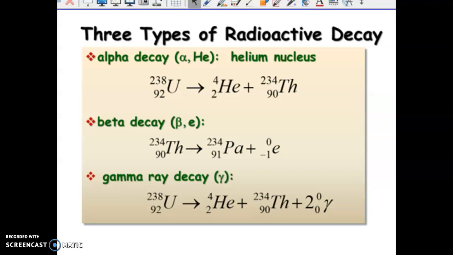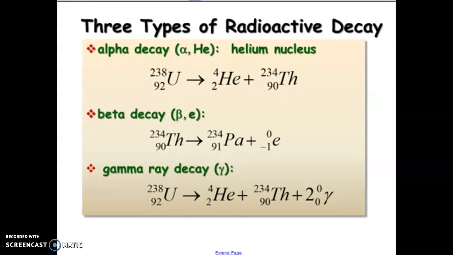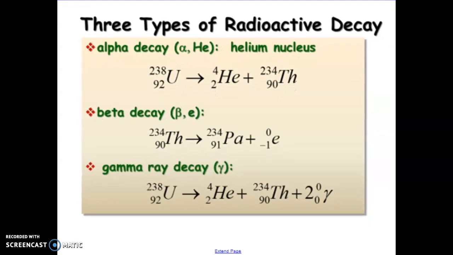Okay, so we're going to be looking at the different types of radioactive decay that exist. There are more that exist, but we're basically going to be focusing on the three most common ones that we'll be looking at in grade 11. So we have alpha decay, beta decay, and gamma ray decay. So we'll take these one at a time here.